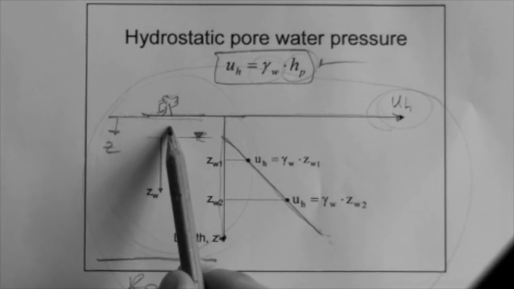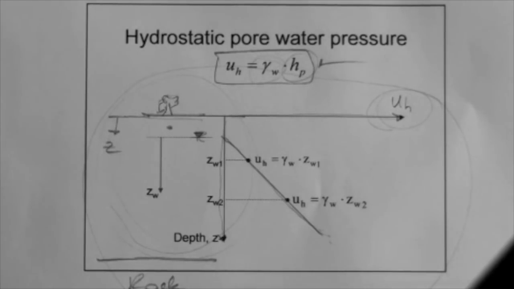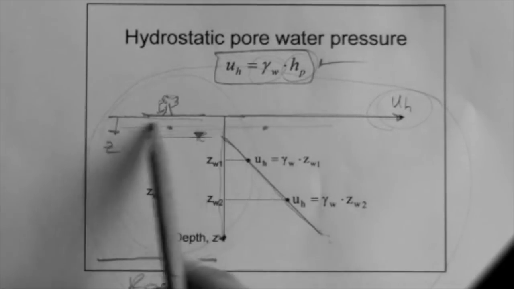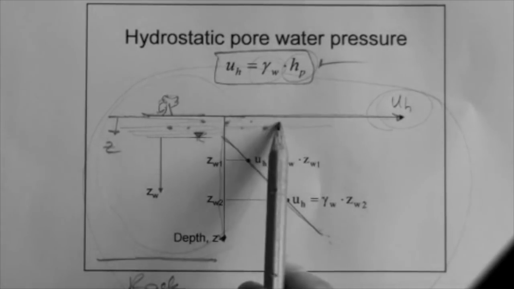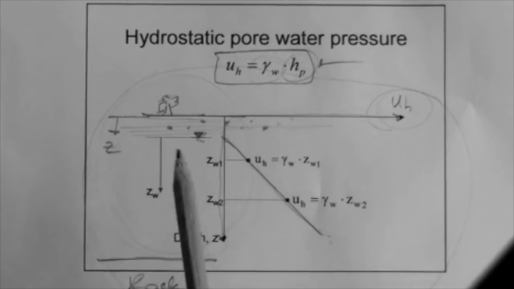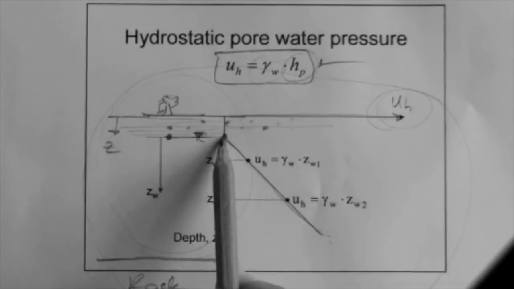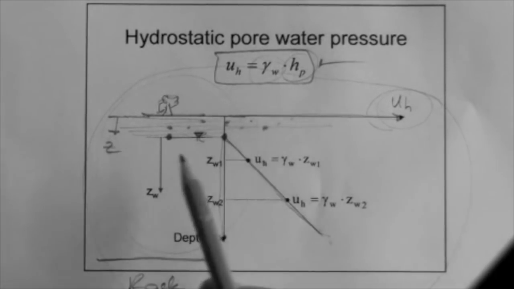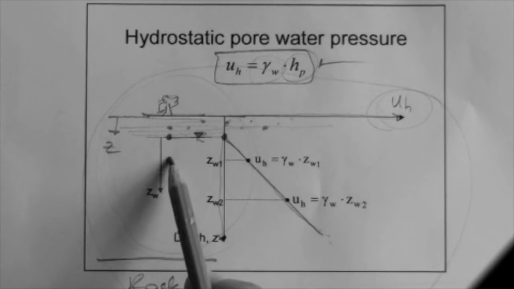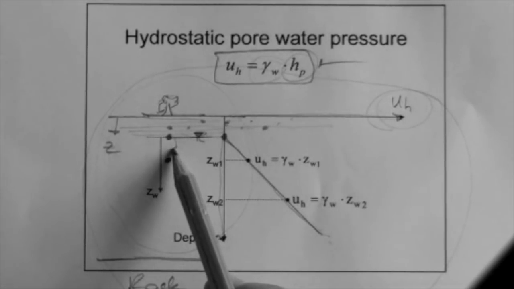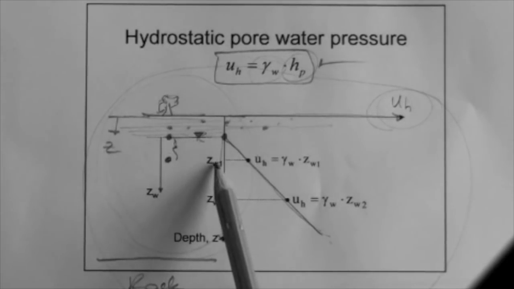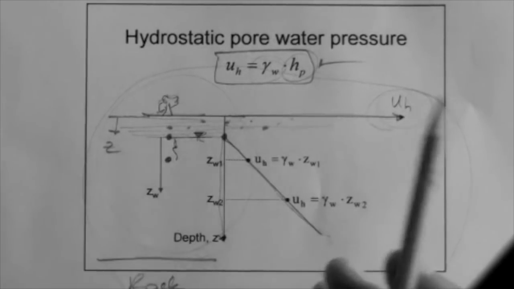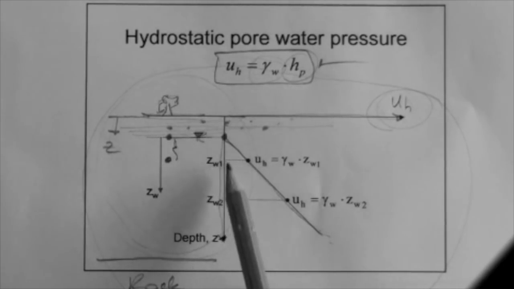What is the pore pressure here? Zero, because there's no water there, right? What about here? Zero. At any point above that water table, the pore pressure is zero. What is the pore pressure right at the surface of the water table? Zero, right? And that's the first point in our plot. What is the pore pressure at this point? Well, that point is a distance z_w1, which is kind of a weird subscript, sorry. It's the depth below the water table, number 1.